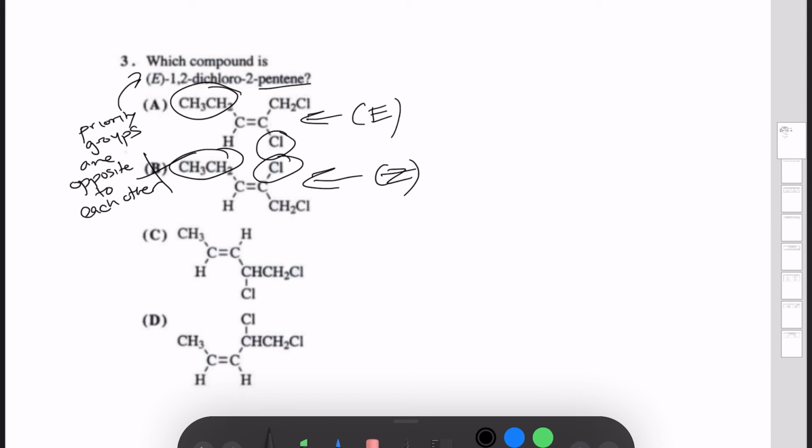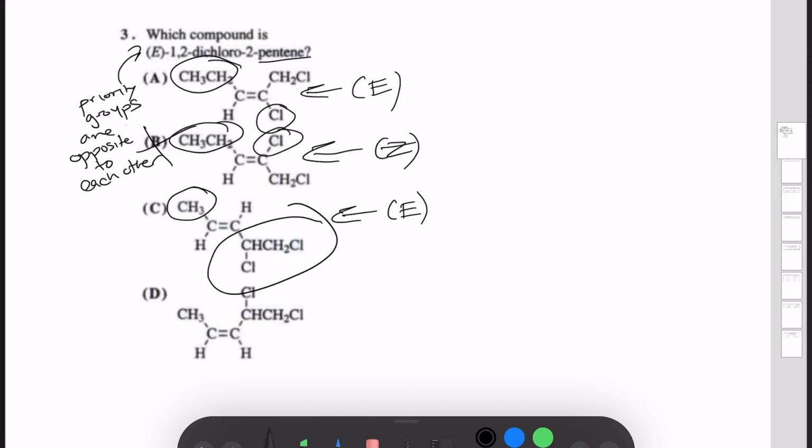If we look at C, we find the following. We see that the leading group on the left is the methyl group, and the leading group on the right is this branched halide. And we find that they're on opposite ends, so we'll consider this as an option as well.